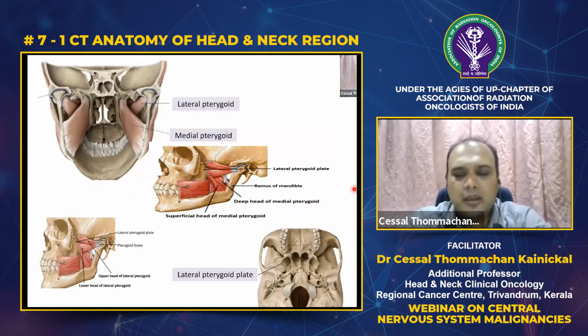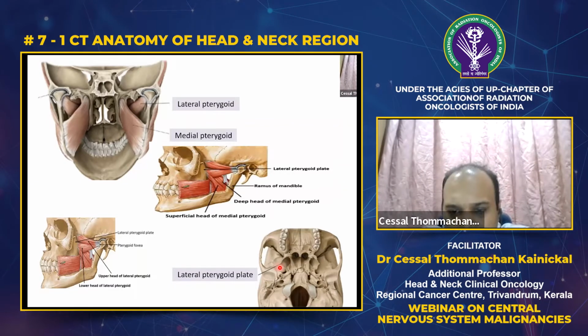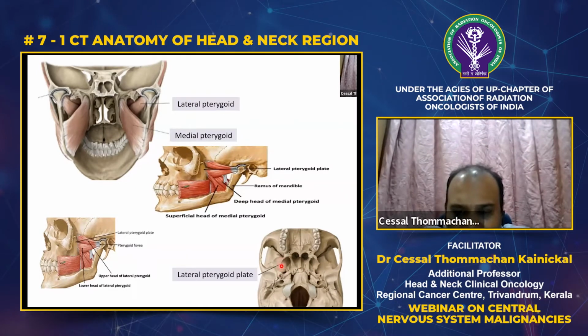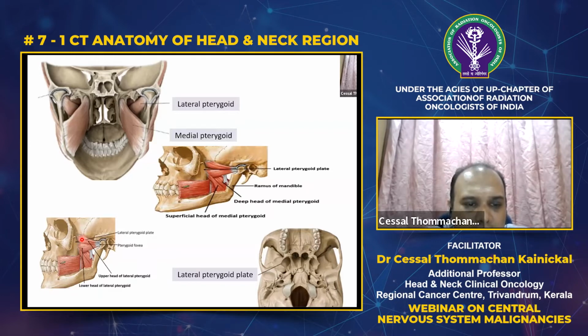So I will explain one step ahead. This is the pterygoid plates here, the lateral pterygoid plate. From the lateral surface of the lateral pterygoid plate, the lateral pterygoid muscle is arising. And it is inserted into the pterygoid fovea at the level of the condylar process, and it has two heads. One is the upper head of the lateral pterygoid muscle. This is the lower head.